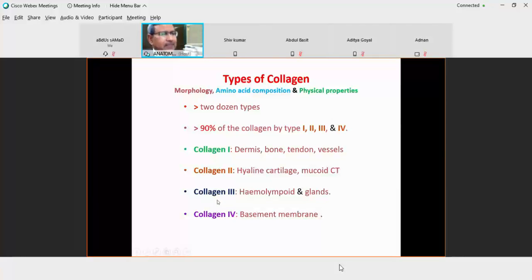Interestingly, this collagen type 3 has some specific staining property and very fine fibers, so it was earlier known as reticulum fiber. But it is collagen type 3. Collagen type 4 is found in the basement membrane. All the epithelial cells lie on the basement membrane, so it is formed of collagen type 4. There is a whole detail of the basement membrane itself, but for general awareness, collagen type 4 is found in the basement membrane.